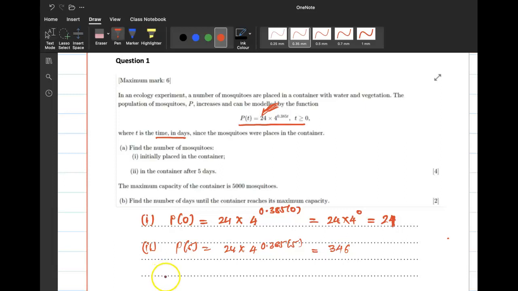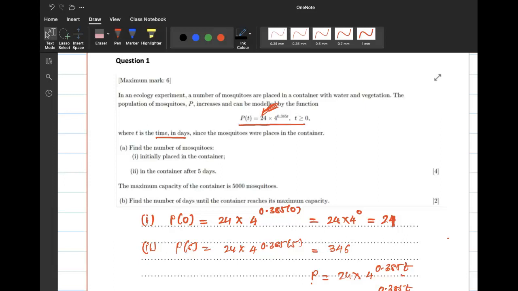The maximum capacity of the container is 5,000 mosquitoes. Find the number of days. So now the population is 5,000. So now we have that P = 24 × 4^(0.385t). Now they've given you the population. There are two variables, population and time. The population is 5,000, so 5,000 = 24 × 4^(0.385t). So basically put solver and solve for t.